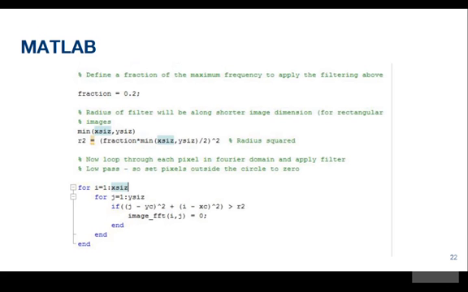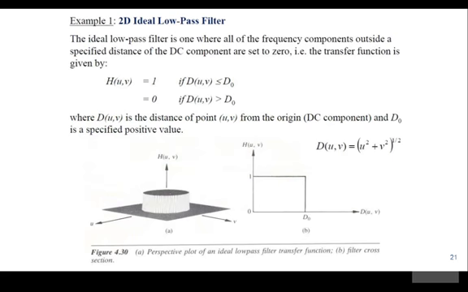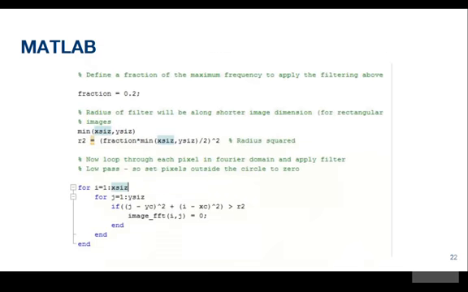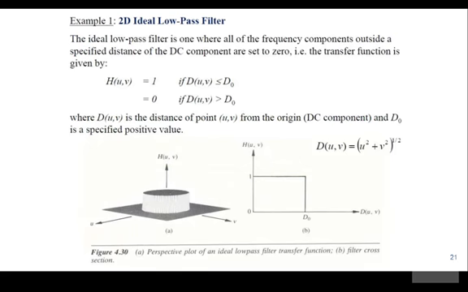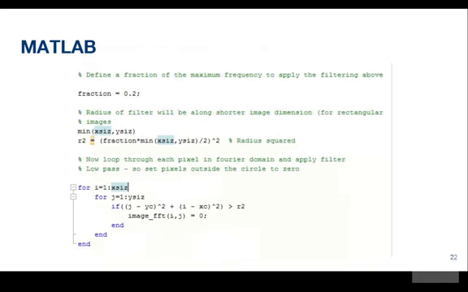So this is our D naught. I probably should have called it D naught, so it's not confusing. It's the radius of this, or this distance here. We work that out just using trigonometry. So it's 0.2 times that. The minimum of this is the actual radius, and then we square it. It's given by this expression here, and then we multiply by 0.2.